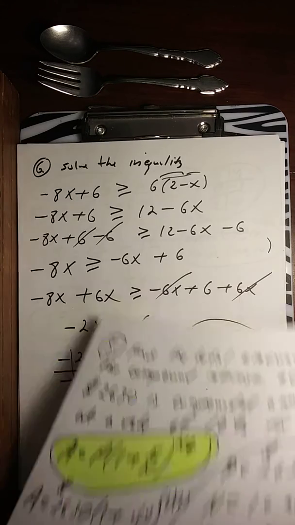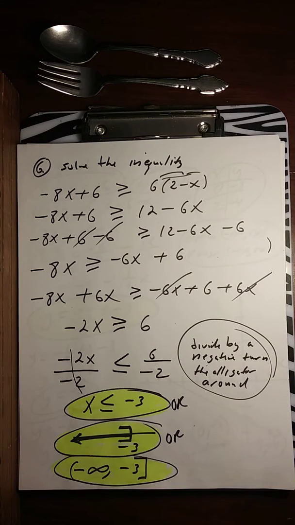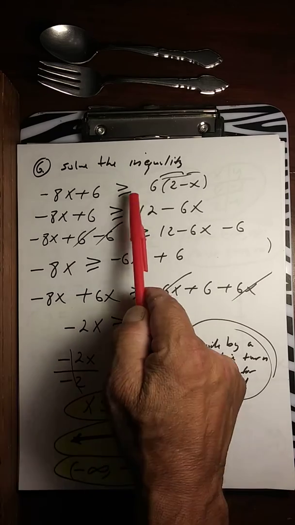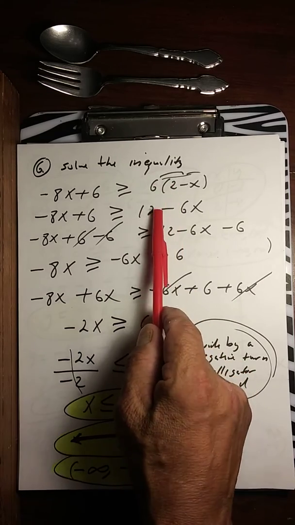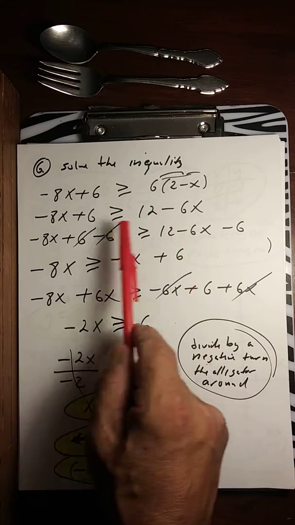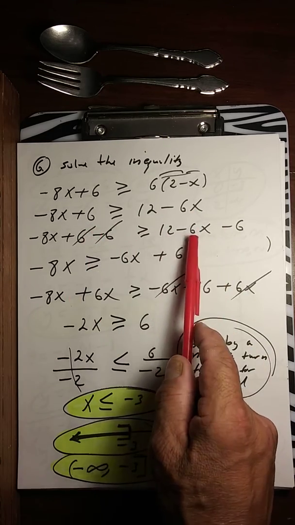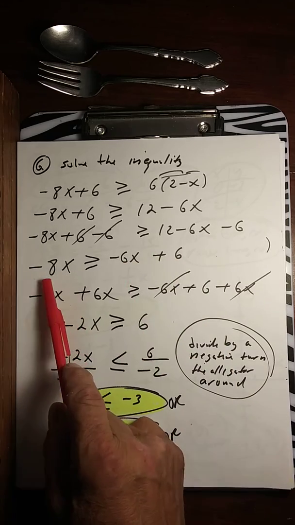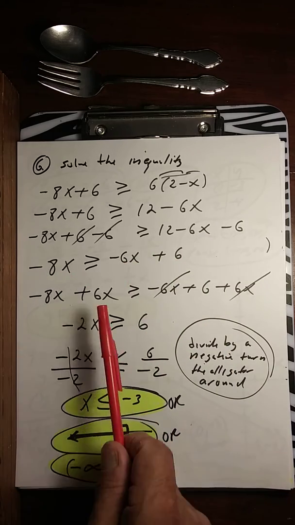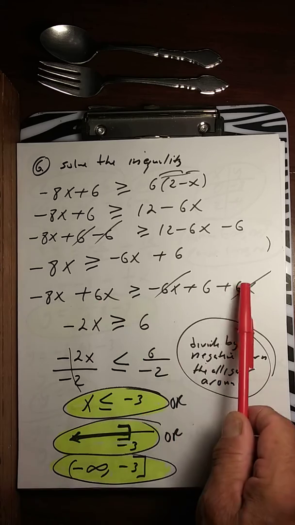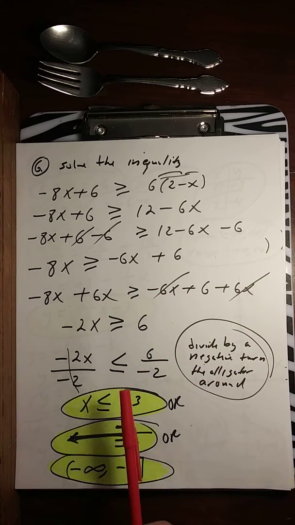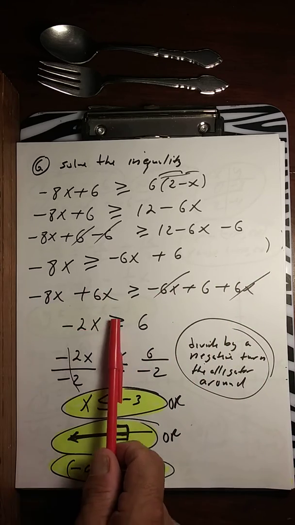Alright, next problem. This one, let's go ahead and distribute first. 6 times that is 12. 6 times that is 6x. Minus 6, minus 6, these are gone. So we have minus 6x plus 6, negative 8x on this side. Now, add 6x, add 6x. These are gone. So that's going to give you negative 2x is greater than or equal to 6.